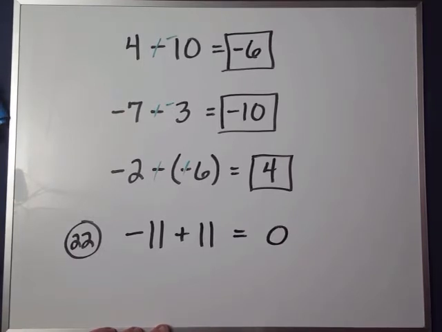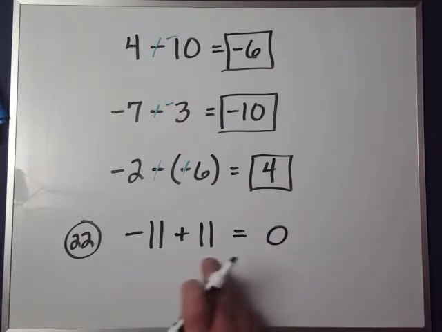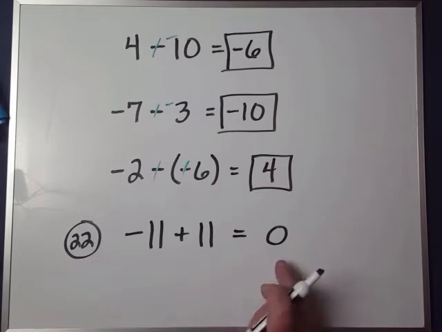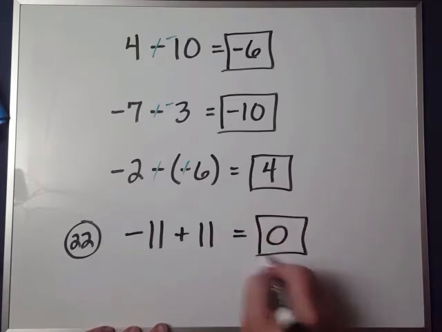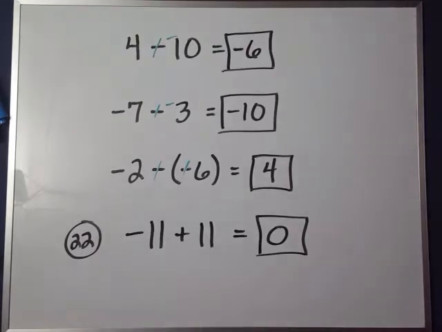Now think about this. It says to give the answer the sign of the larger absolute value. Which is bigger, 11 or 11? Well, neither. So what sign do I give to my answer? Neither. And what did we say about 0? What's the sign on 0? 0 has no sign. 0 is neither positive nor negative. So that still works.